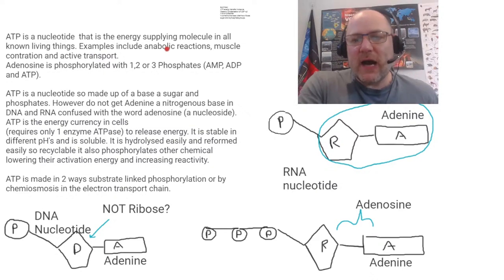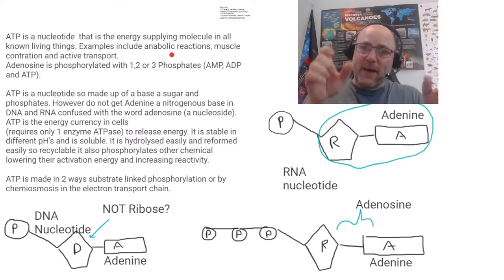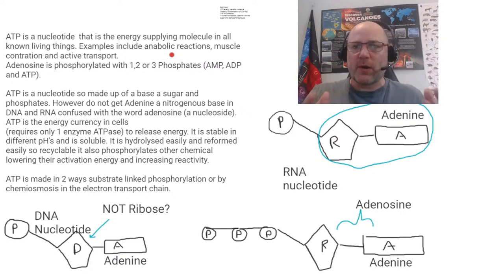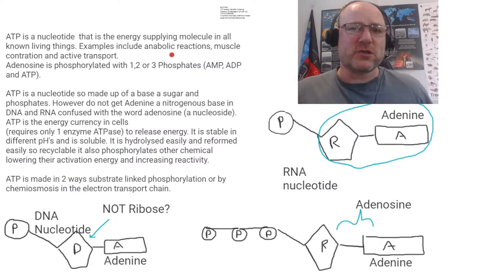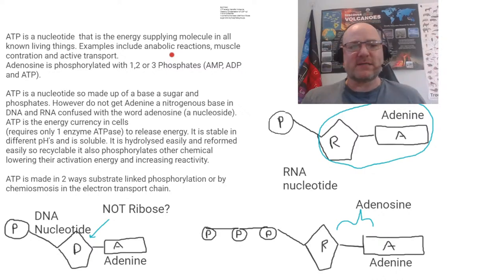And what do we need them for? Anabolic reactions. What do we need ATP or energy for? Well, we need them for anabolic reactions. Anabolic means making. So whenever you take amino acids and you form peptide bonds to make proteins or polypeptides, or you take glucose and you join them together to make glycogen, when you take small molecules, monomers, and turn them into polymers, those are known as anabolic reactions and building reactions. That requires ATP. Muscle contraction requires ATP.